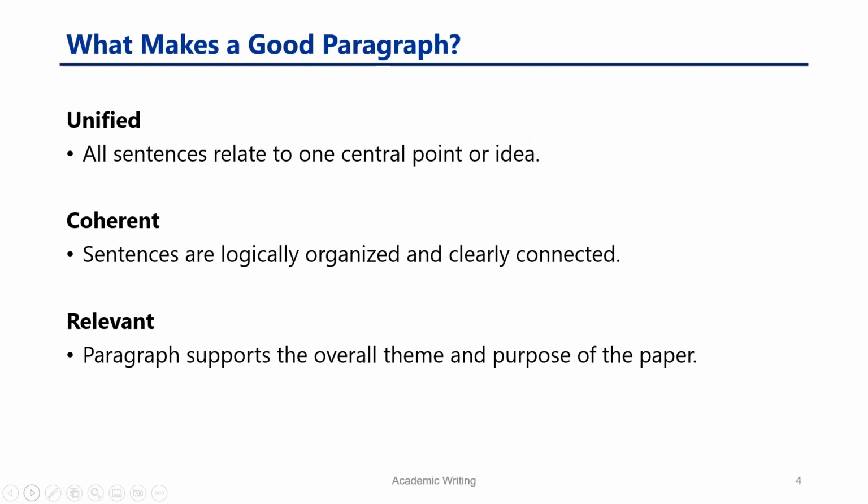So what makes a good paragraph? A good paragraph is unified, coherent, and relevant. Unified means that all sentences in the paragraph relate to one central point or idea expressed in the topic sentence. Coherent means that all sentences are logically organized and clearly connected. And relevant means that the paragraph supports the overall theme and purpose of the paper.